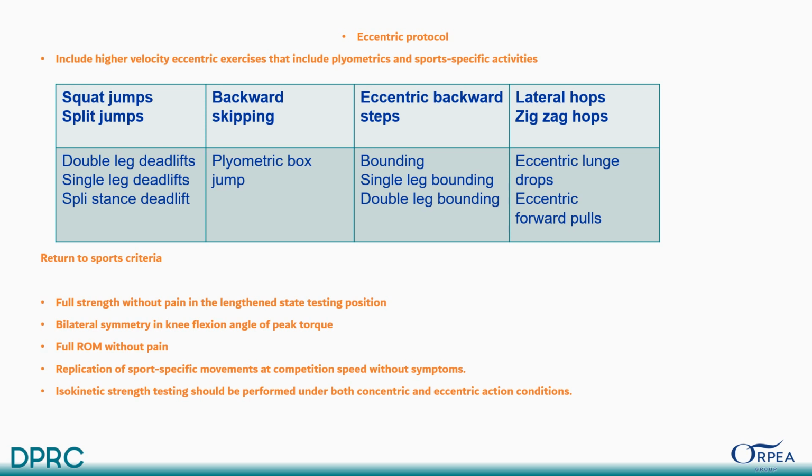The criteria to return to sports include full range of motion and strength without pain and length during the training period, bilateral symmetry, knee flexion angle, full range of motion without pain, replication of sport-specific movement at competition speed without symptoms, and isokinetic strength testing.